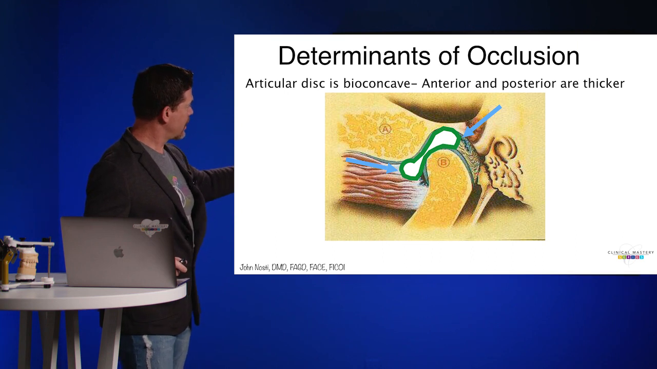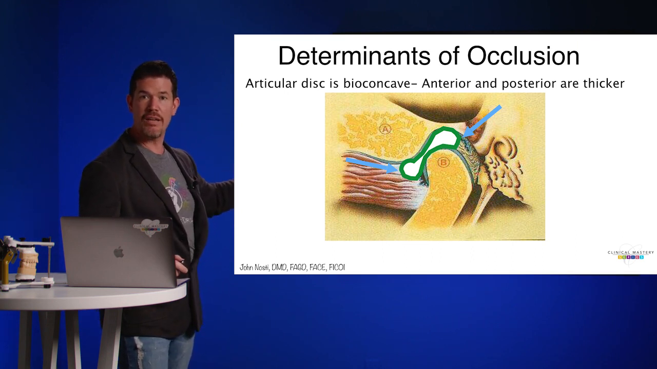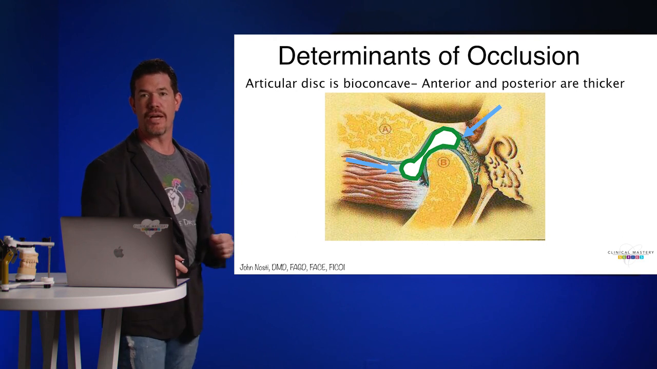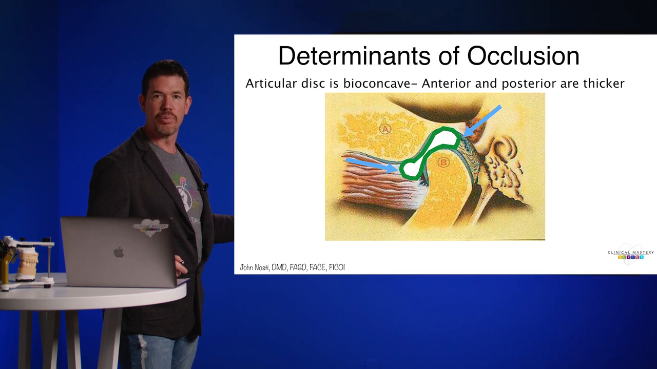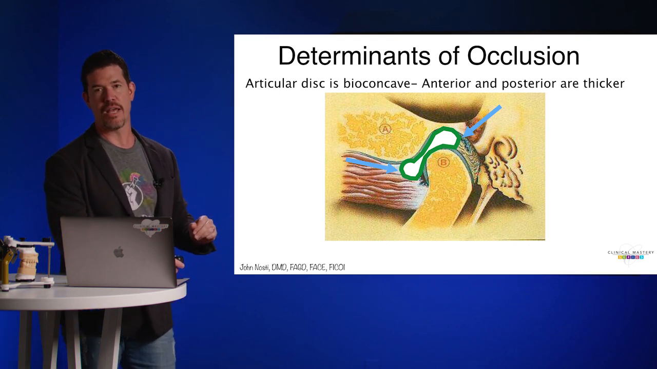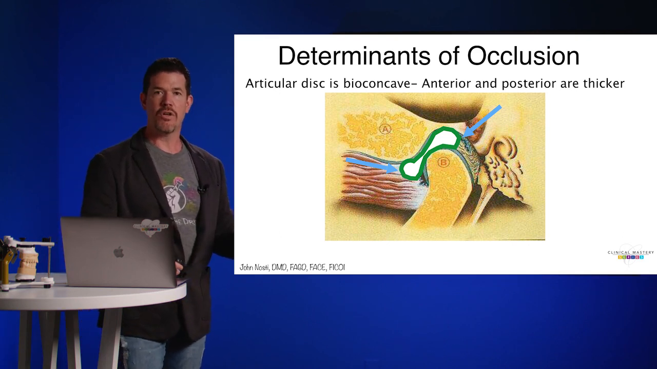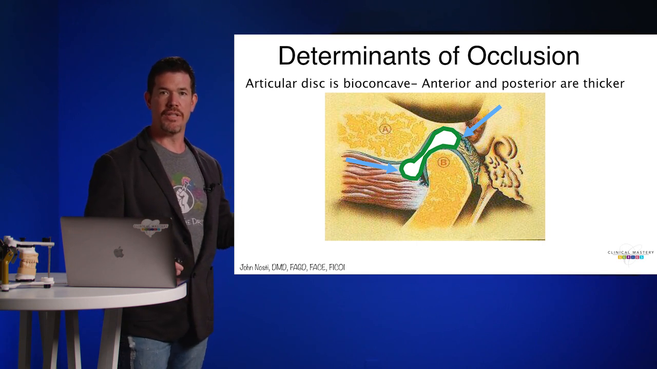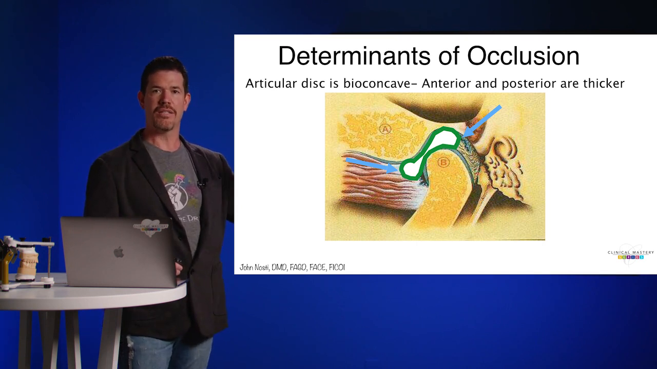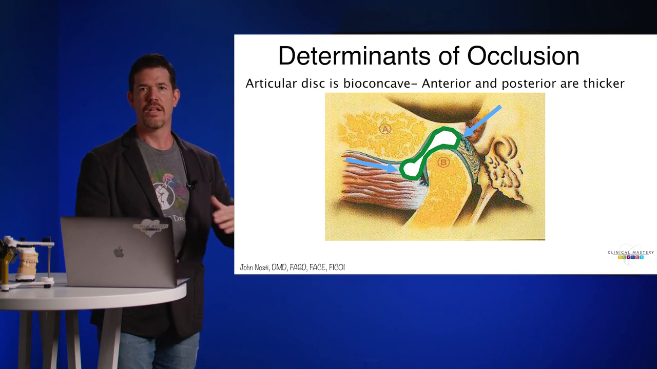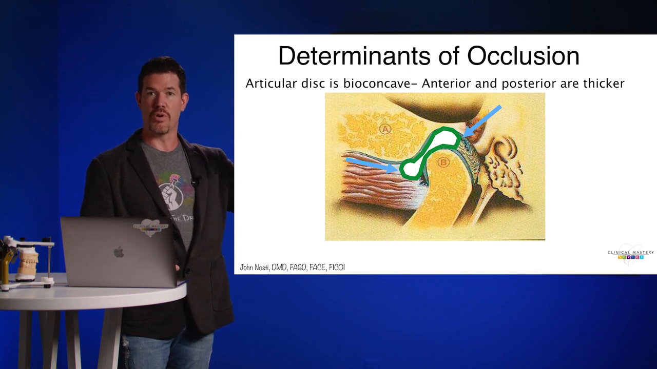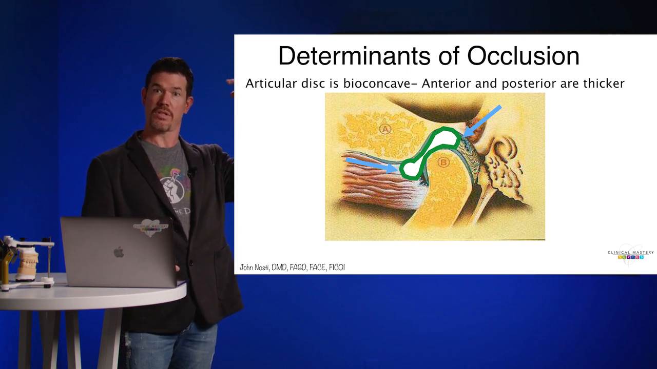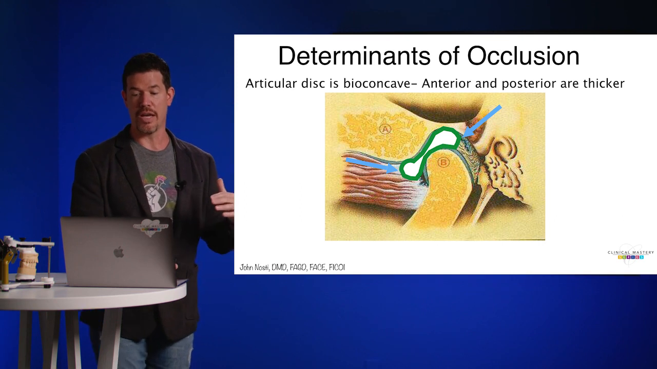So let's talk about this. We have the articular disc that we can see here is biconcave. It's highlighted in green on my slide, and it is also indicated with the anterior band as a blue arrow and the posterior band as a blue arrow. The anterior and posterior bands of the disc are thicker than the meniscus or the center of the disc. The center of the disc is where the condyle rests, and the center of the disc is what articulates between the fossa, the skull bone, and the jawbone, the condyle.